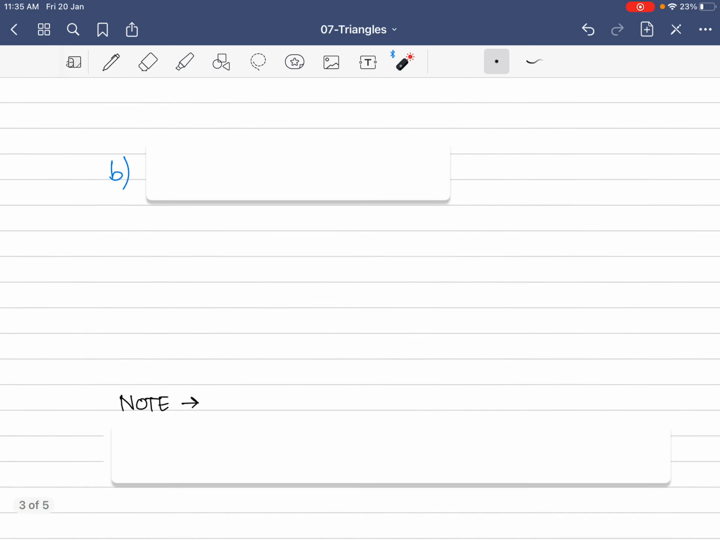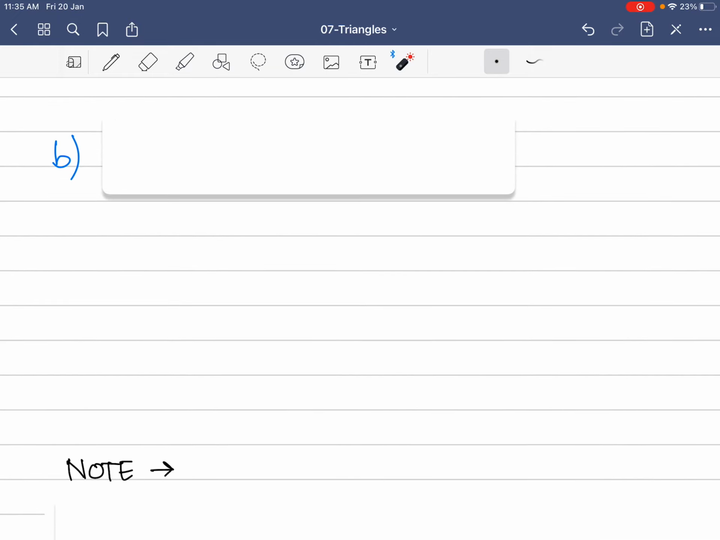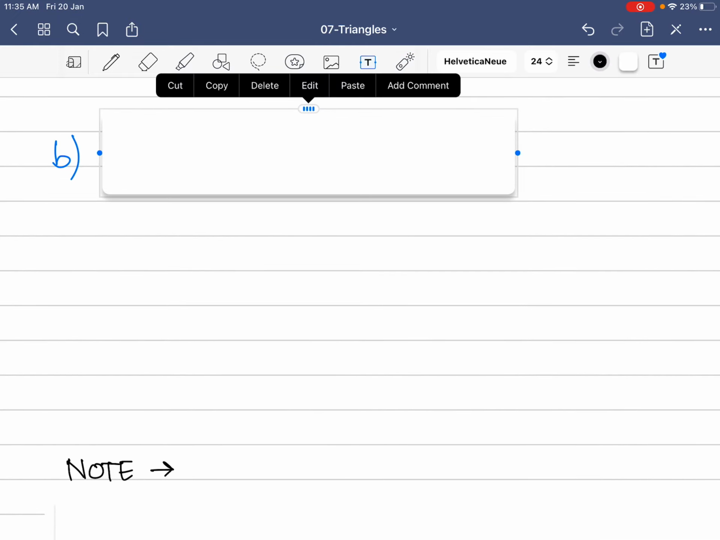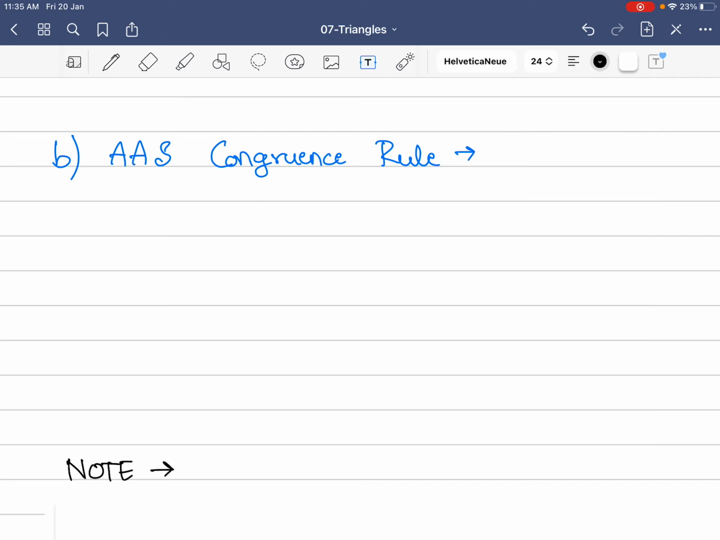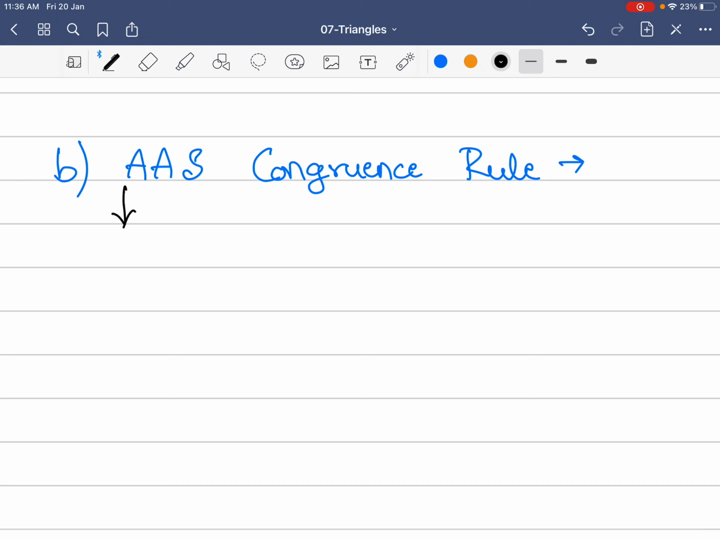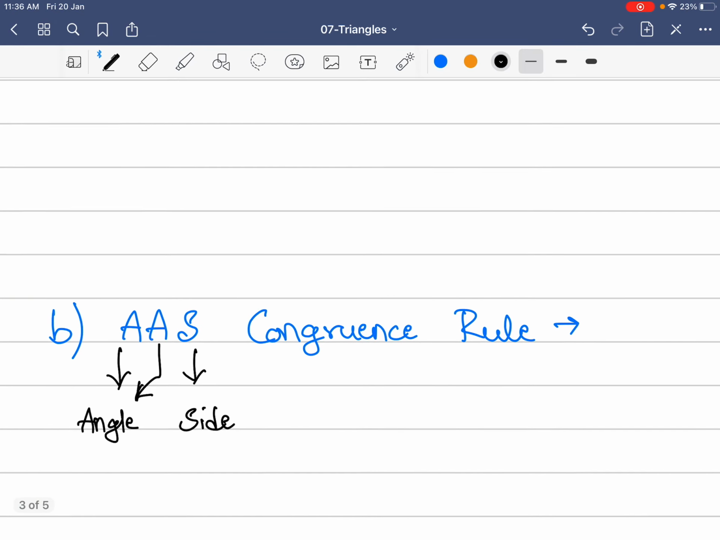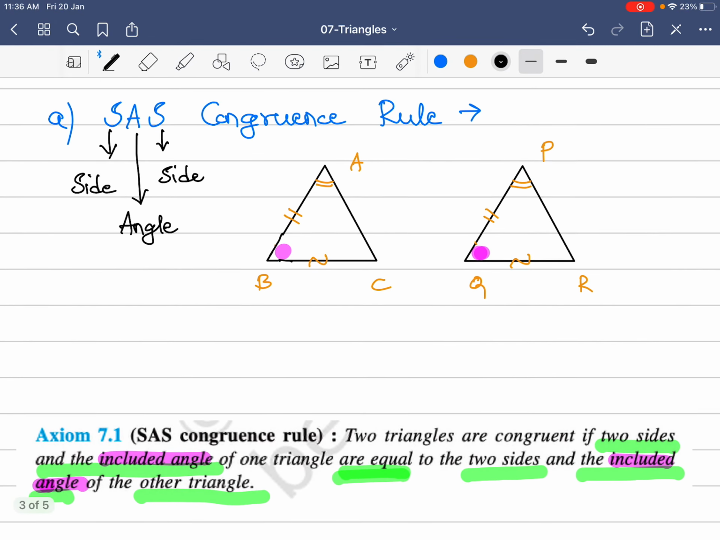Let's quickly go to the next one. So the second rule of congruence is called AAS. Once again, no surprise here. What does this stand for? A stands for angle. The second A also stands for angle, and the third S stands for side. AAS congruence rule.